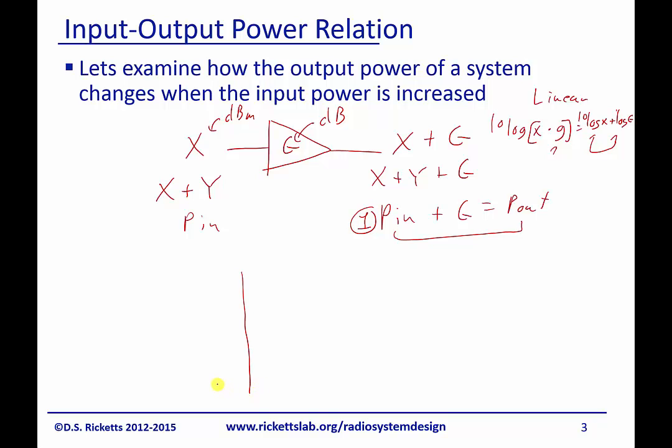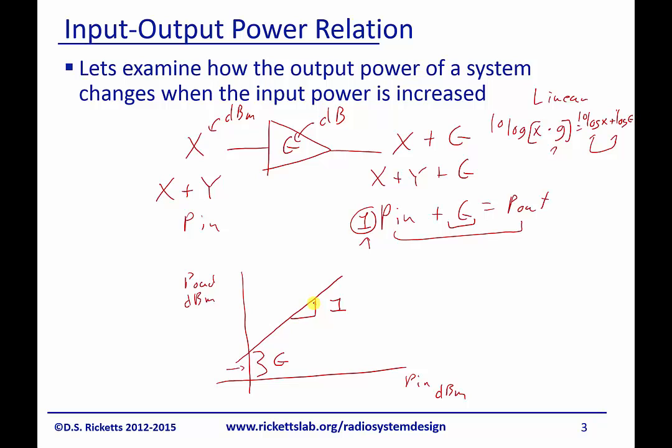That means if I plot P out in dBm against P in in dBm, what I'm going to have is a straight line with a slope of 1 with an offset equal to G. So my slope will be 1. That's what I have here. P in goes up by 1, P out goes up by 1, and this offset is simply my G. So any linear amplifier that has a power gain of G is just going to have an offset, but its slope is going to be 1.